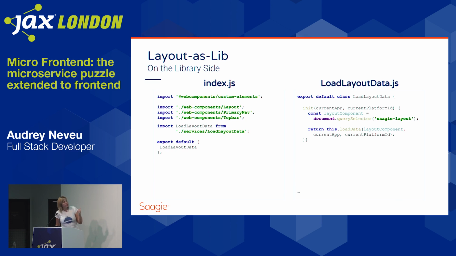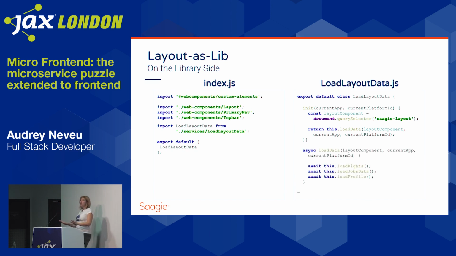So we started by retrieving the Saagie-Layout component we encapsulated our top component in governance with, thanks to the DOM API. And then we're going to call the load data method. And the load data method is simply going to make every API call needed to have a complete profile of the user.